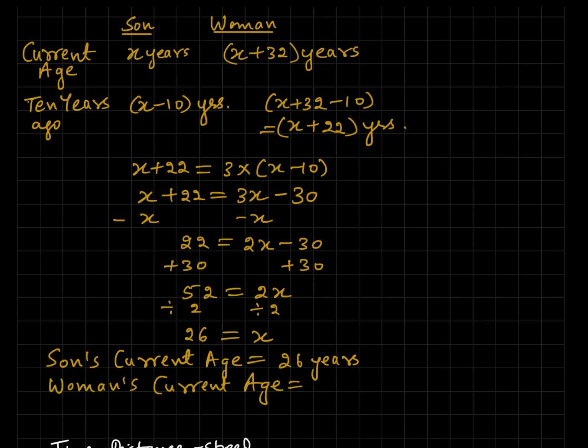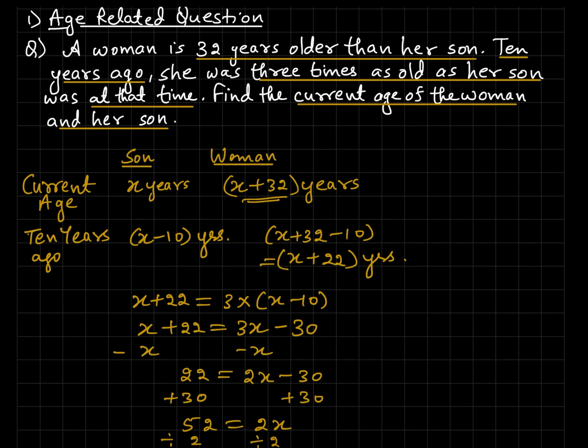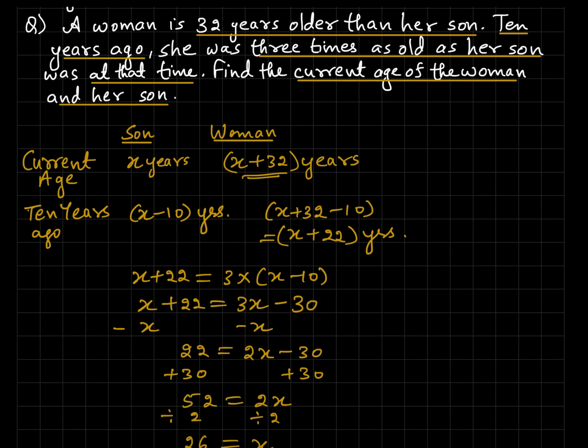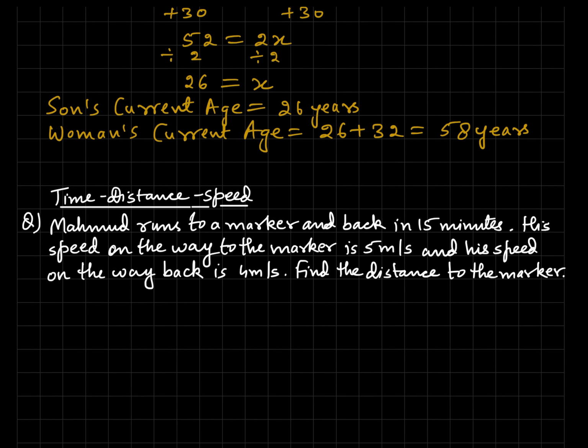is how much? 26 plus 32, which is 58. So woman is 58 years old and son is 26 years old. So this is how we will solve age related linear equations. Let's move to the next question.